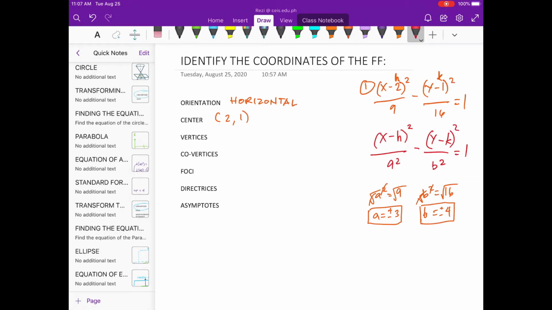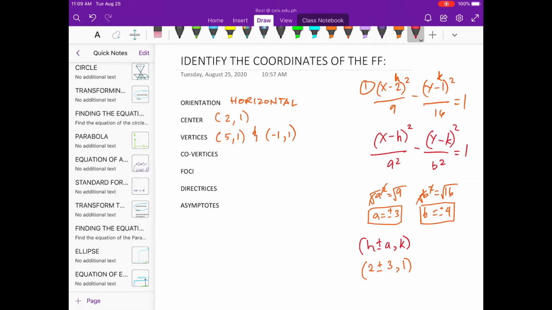For the vertices, we need this formula. Substitute the values we have. Therefore, our vertices are 2 plus 3 is 5, 1. And the other one is 2 minus 3 is -1, 1.